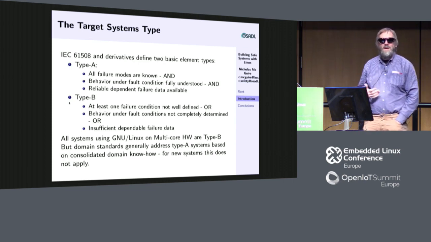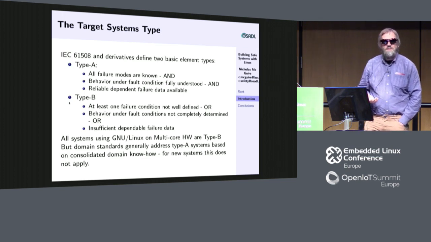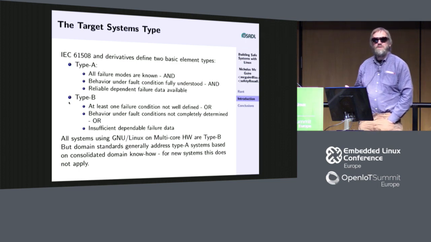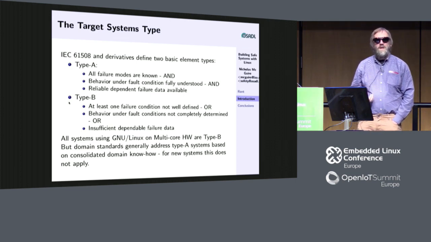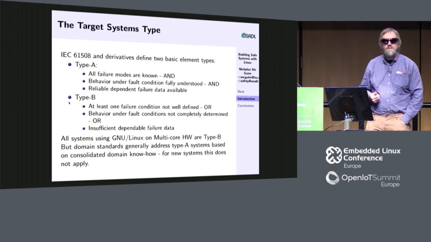And this applies to absolutely every system that's trying to use Linux. They're type B systems. All the domain standards are for type A systems, because the assumption was we have a consolidated knowledge base for this domain. Because we have this consolidated knowledge base, we can actually treat them as type A systems. We have enough experience, we have the reliability data, we have an understanding of the potential failure modes. But this is not true for any of the new systems that we're trying to build, be it autonomous robots, cars, or some of the upcoming medical devices.